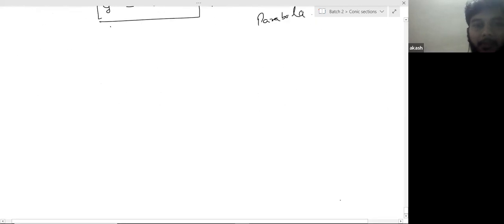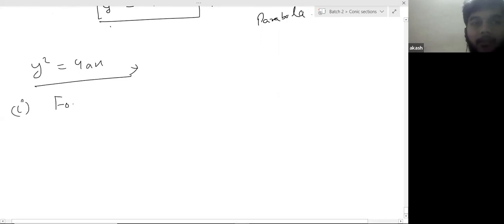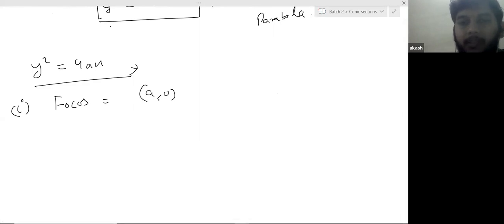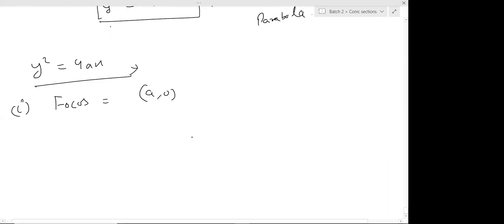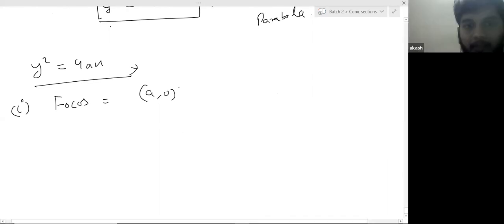Now, if you have this equation, y square equals 4ax, what is the focus here? Coordinates of focus. In your diagram, look at that. A comma 0. That was the focus, right? In the diagram, this was our focus, and this was the equation we got. So if this is the equation we have, then a comma 0 will be the focus.